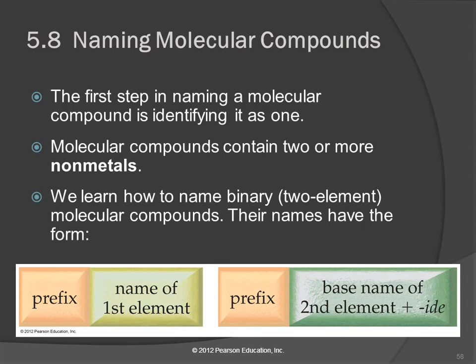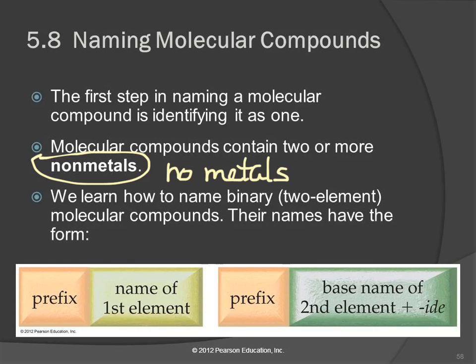We just talked about naming ionic compounds. This is another group of compounds, molecular compounds. We identify these because they have two or more nonmetals. Nonmetals. No metals. We are only going to learn how to name binary molecular compounds. So they're going to have two nonmetals.